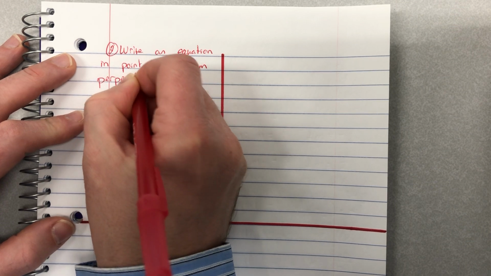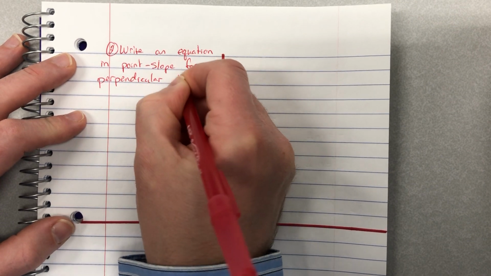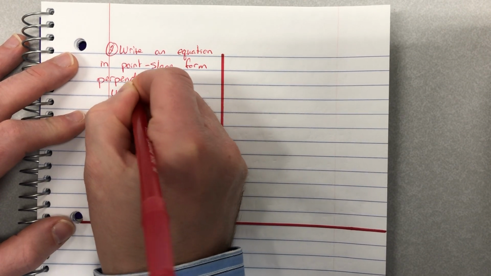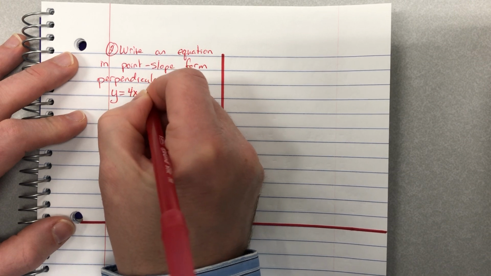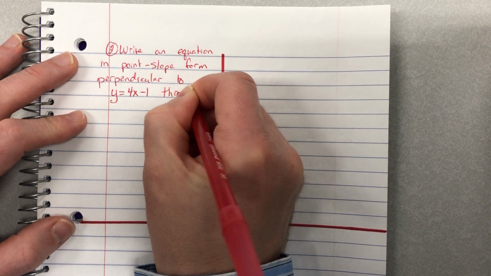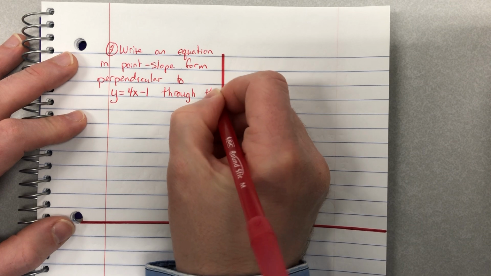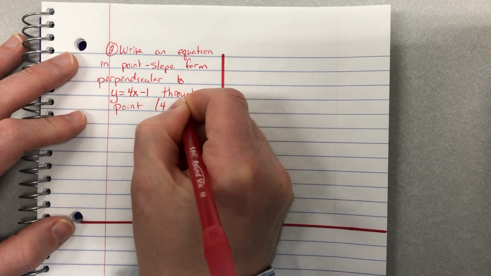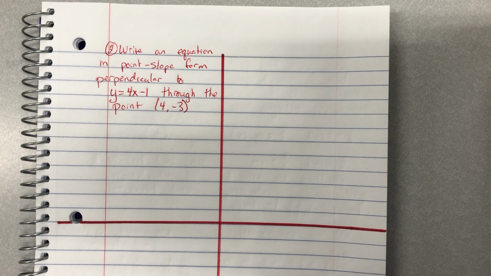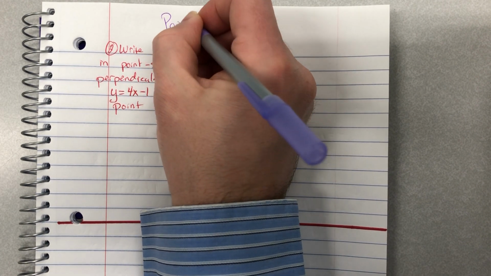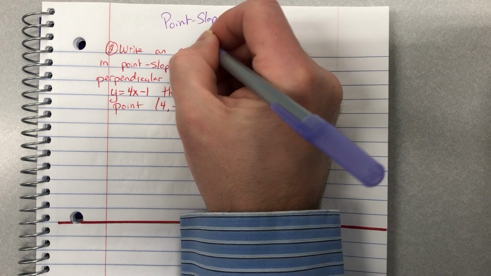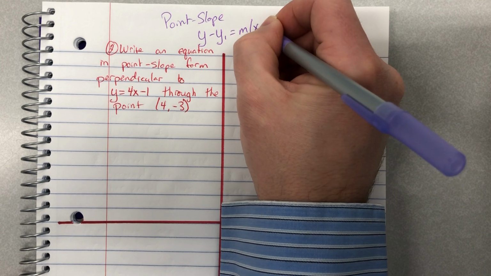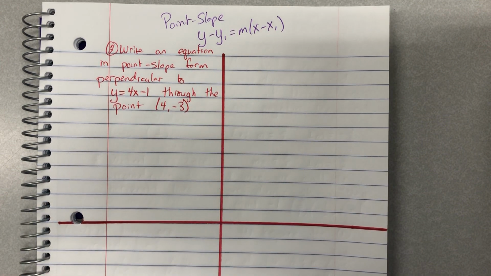Perpendicular to y equals 4x minus 1 through the point 4, -3. Okay, so just a reminder at the top, I'm going to write point slope form, which is y minus y1 equals m times x minus x1.